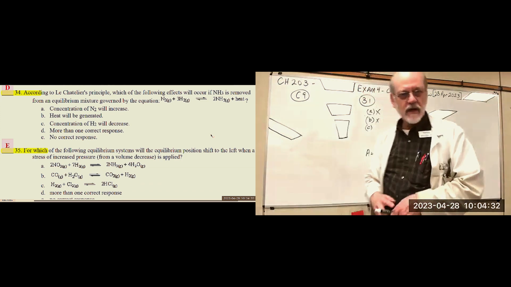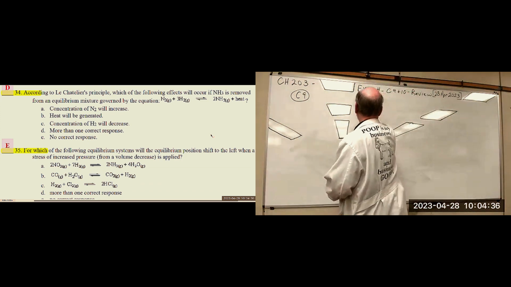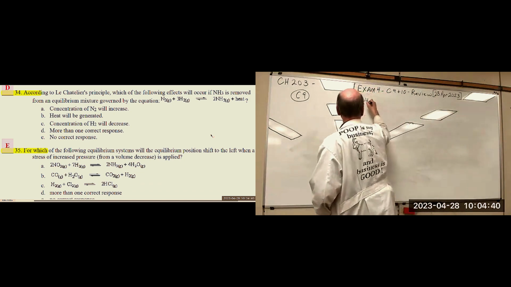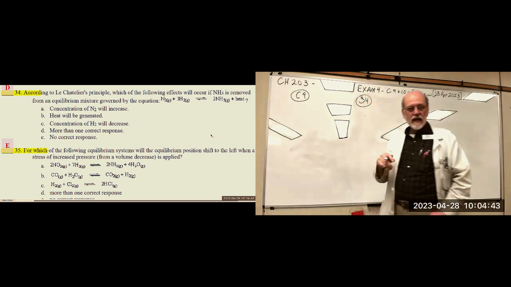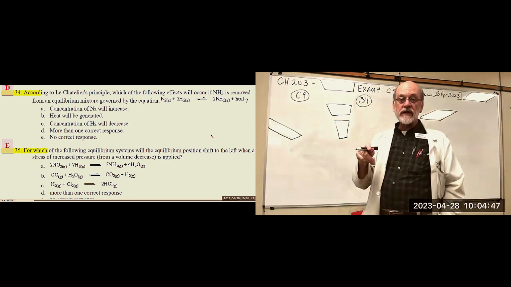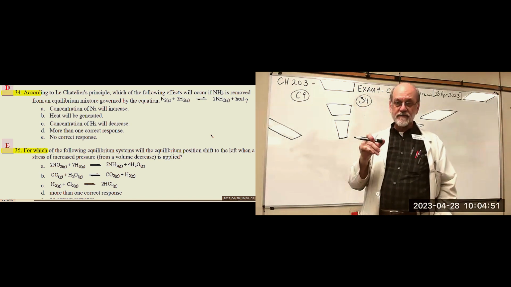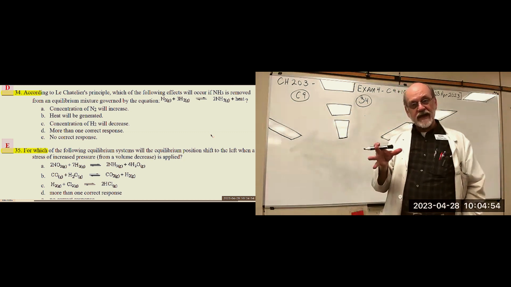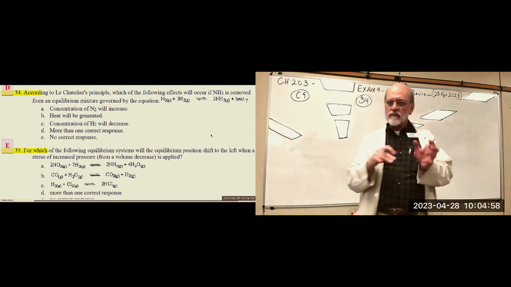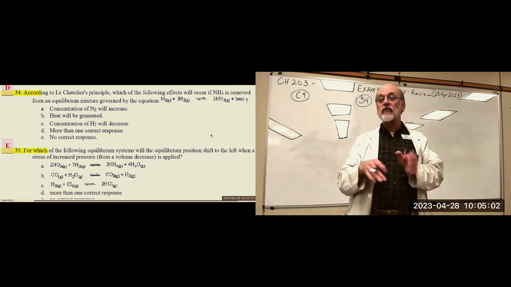Yeah, we can get all those. 34 and 35. According to Le Chatelier's principle, which of the following effects will occur if ammonia is removed from an equilibrium mixture governed by this equation? If we remove ammonia from that equation, I've already written it up here once, I'm not going to write it again. If you remove a product, the reaction shifts toward the products.